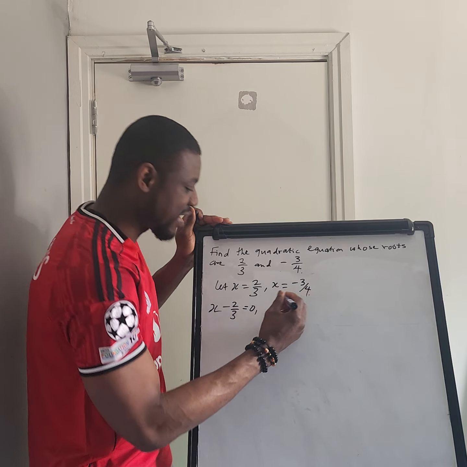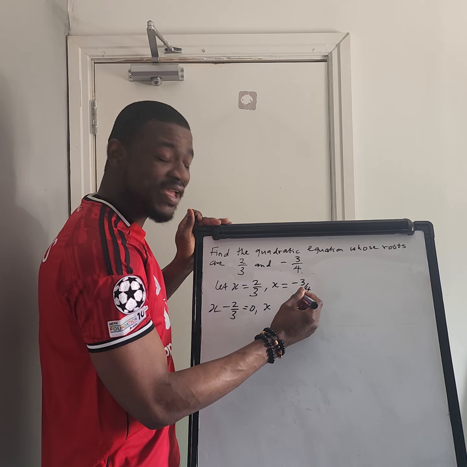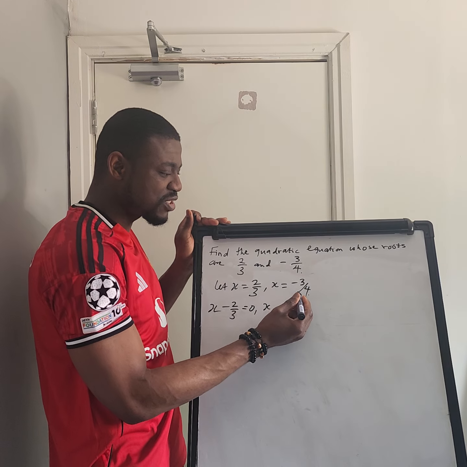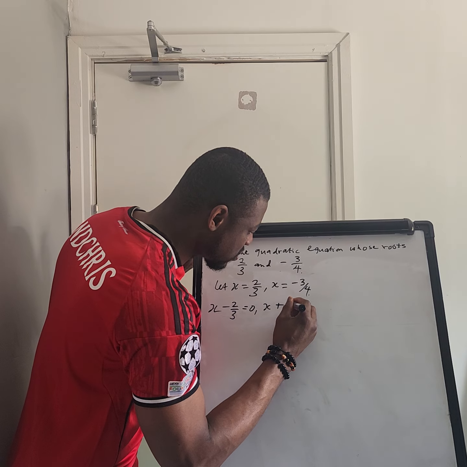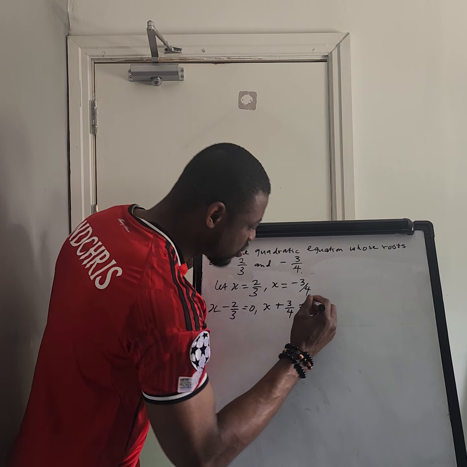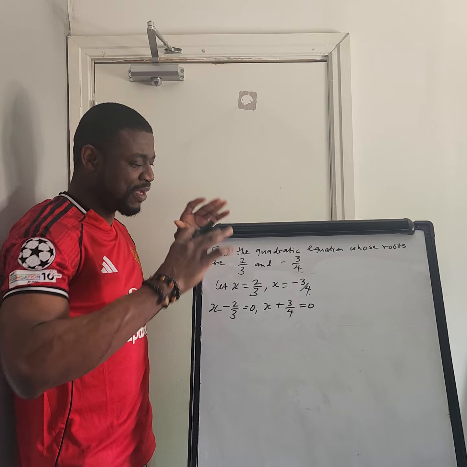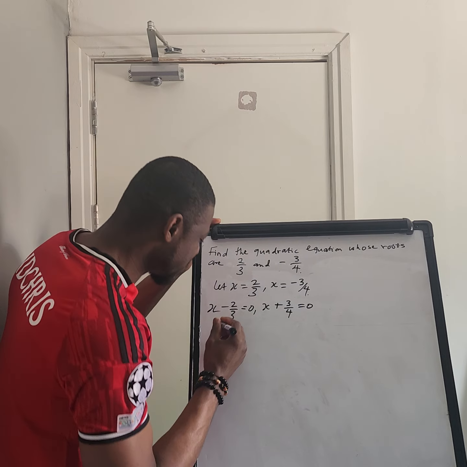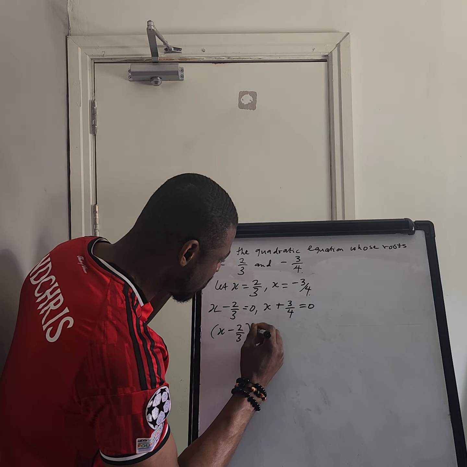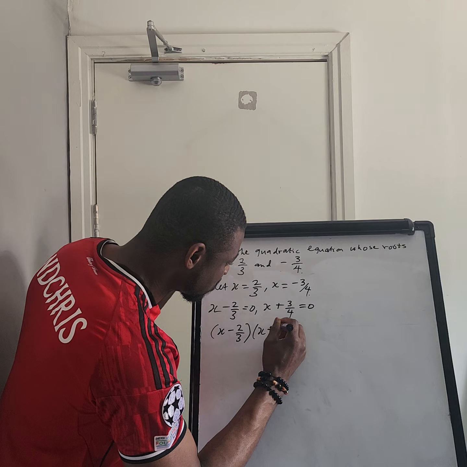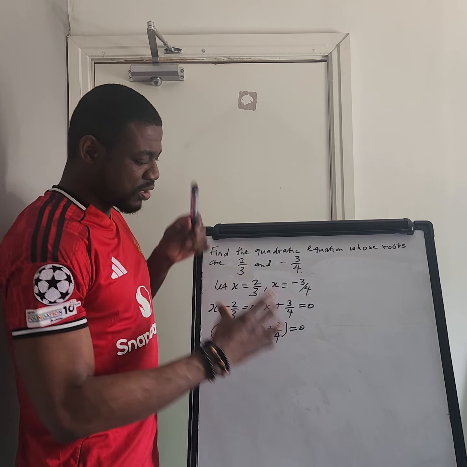Do the same thing here. The sign of 3 all over 4 here is minus. So by the time it crosses over to meet x on the left hand side, it becomes plus 3 all over 4 equal to 0. So you've done the first stage. The next thing you have to do is multiply them out. We're going to have x minus 2 all over 3 multiplied by x plus 3 all over 4 equal to 0. So this is what we have now.